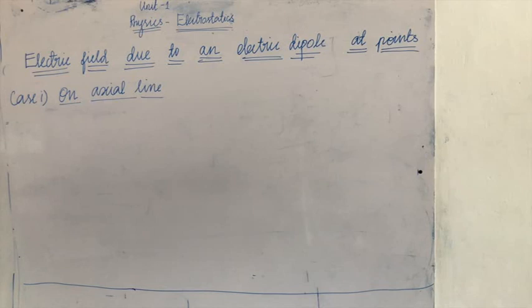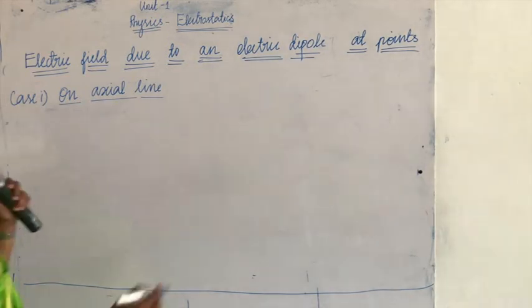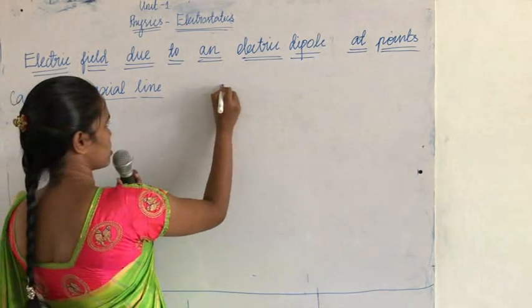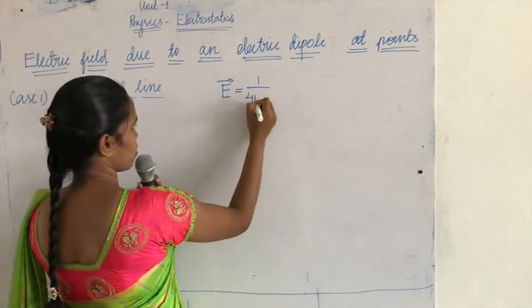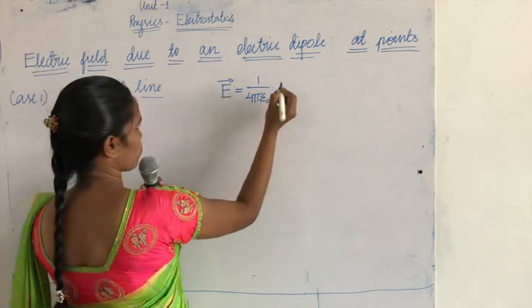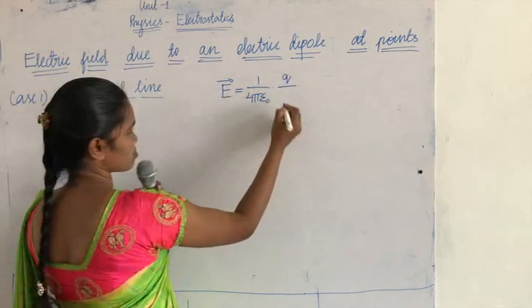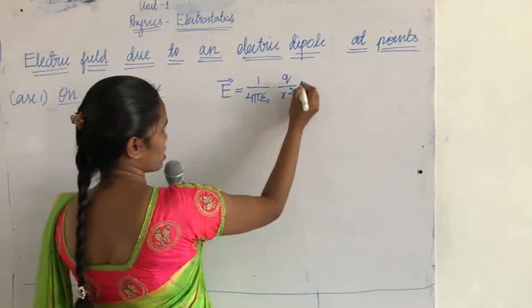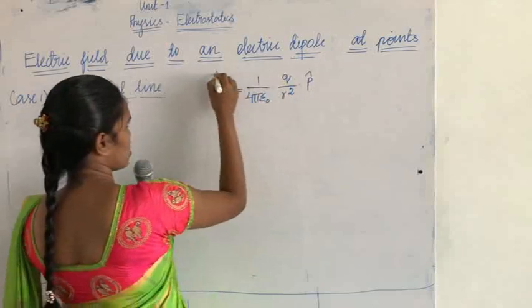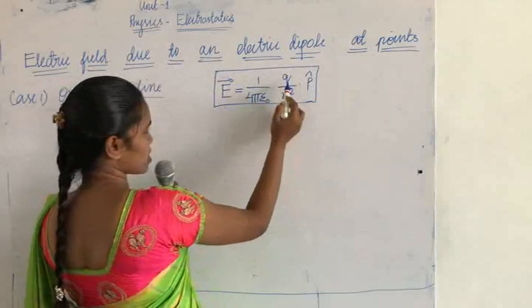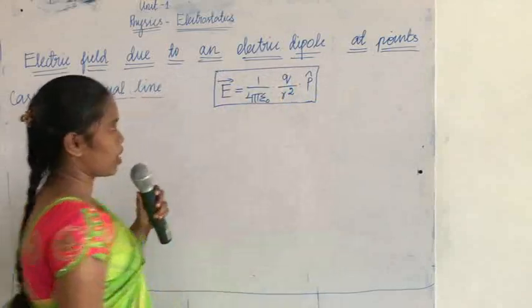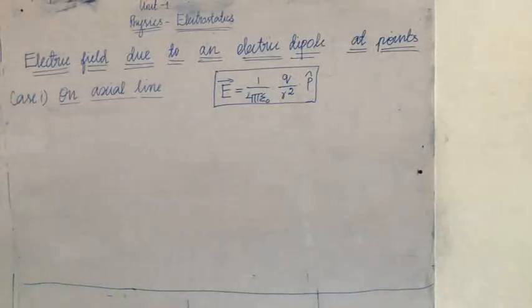Do you know the formula for electric field? Do you remember it? What is the formula for electric field? E vector equals 1 by 4 pi epsilon 0 into q by r square into r cap. This is the formula for electric field, where Q is the charge and r is the distance. Do you remember it?